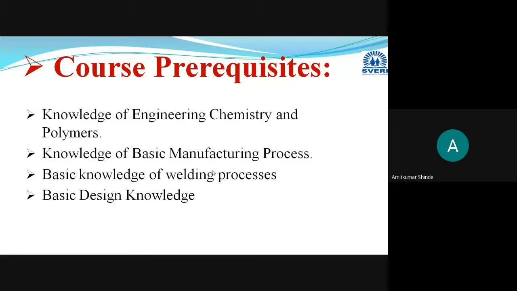Then after these prerequisites, if you are not aware of these things, within the first few days try to go through these introductory parts. What are polymers, which are the basic manufacturing processes and basic welding processes, and try to read some basic design related concepts. Okay, it will help you for better understanding of this plastic engineering subject.